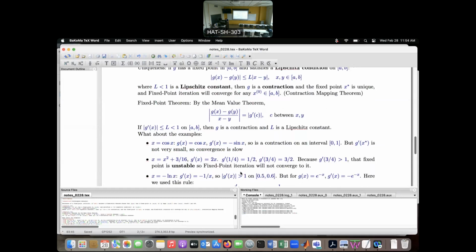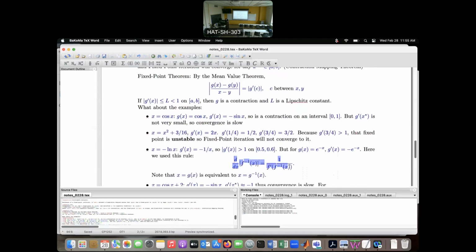But then we change the equation around, instead of using g of x equals e to the minus x. And in that case, we have minus e to the minus x. But when x is positive, this is going to be less than 1 in absolute value. So another way to look at it, if you take x equals g of x, you try it out, it doesn't work. So then you work the equation x equals g inverse of x.